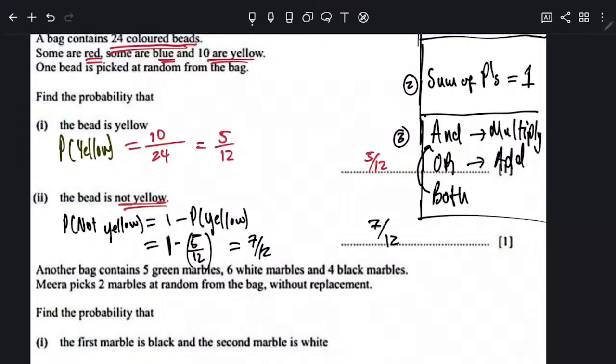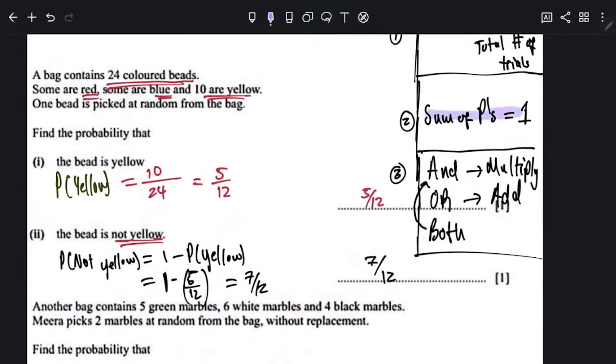So, what are you learning? Listen, the sum of probabilities is 1. If they ask you the probability of not something, for example the probability that it will not rain, when you want the probability of not something, it is 1 minus the probability of that something. That's how you get the probability of not something. Are we together?